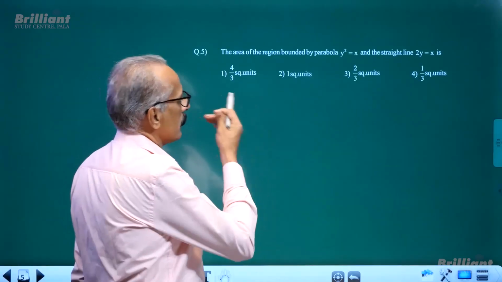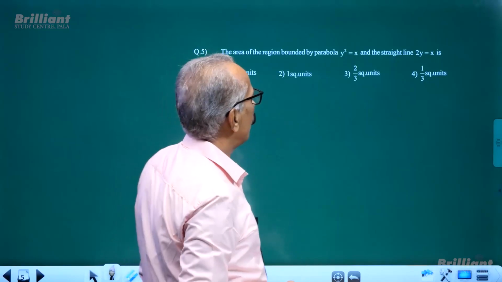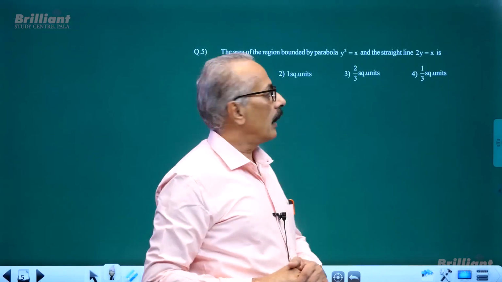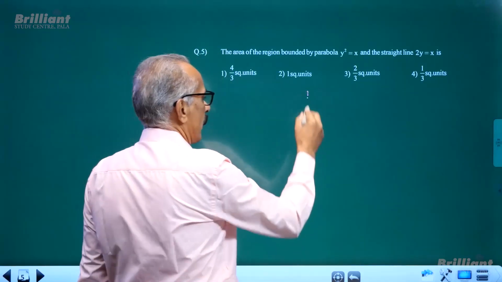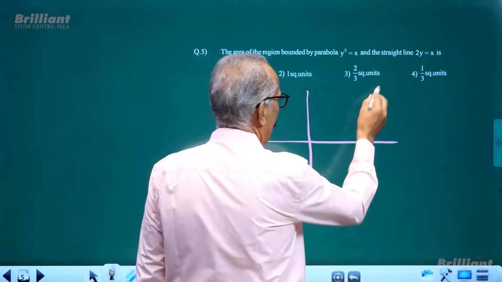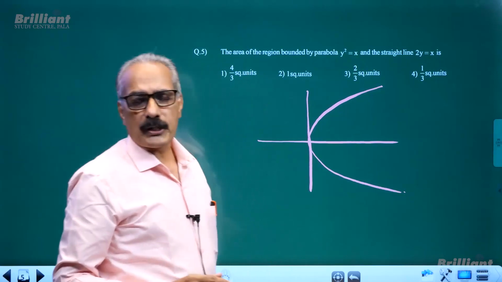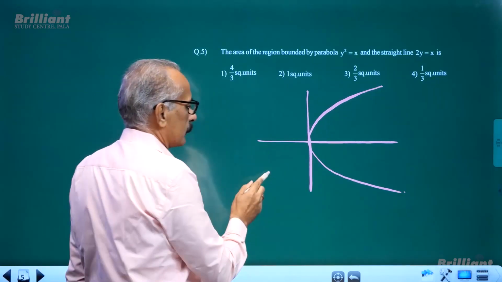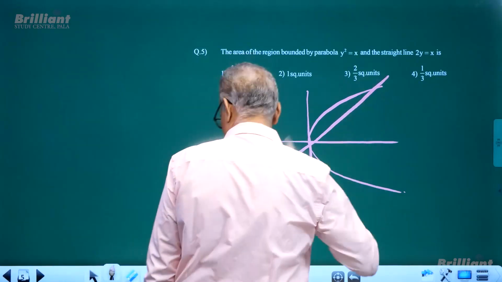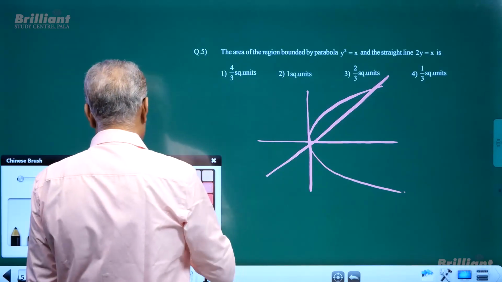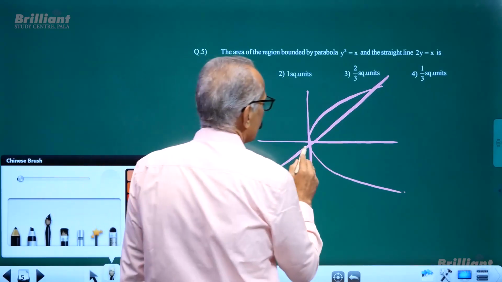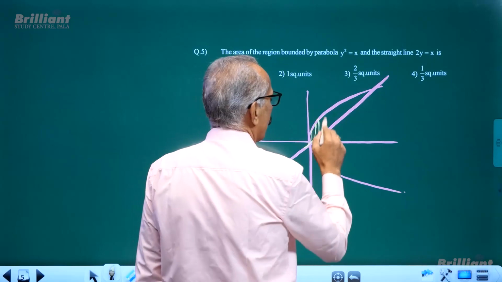The area of the region bounded by the parabola y square is equal to x and the straight line. You know, y square is equal to x is a parabola opening towards the right side. And y is equal to mx is a straight line passing through the origin. This is the straight line. Well, and this is the area definitely.